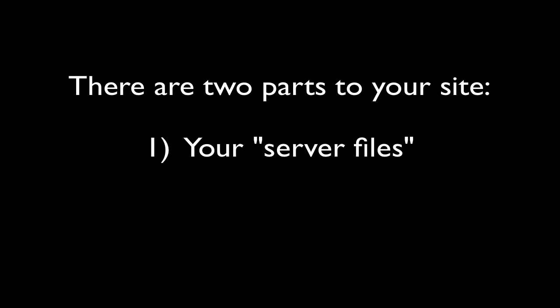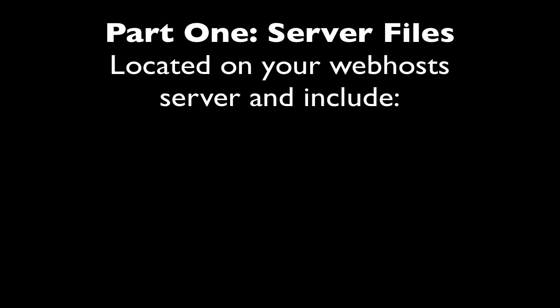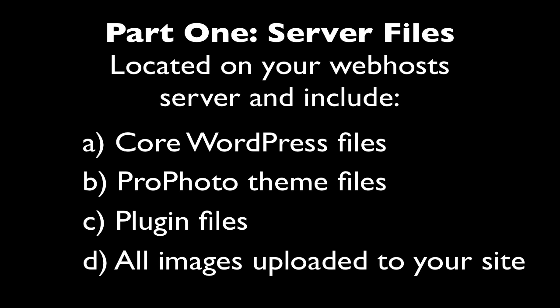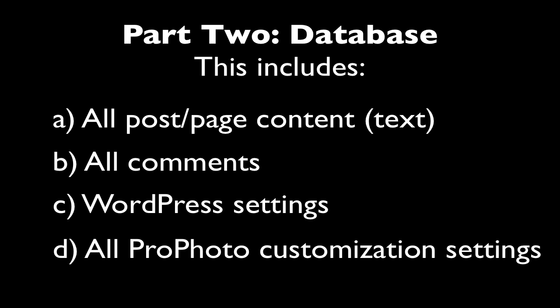Now, before we discuss how to back up your ProPhoto site, it's important to know the parts of your ProPhoto site since each is backed up differently. There are actually two parts to your site. First are your server files, and second is your database. The first piece, your server files, are located directly on your web host server and include all of the core WordPress files and ProPhoto theme files, any plugin files you may be running, as well as all images that you've uploaded to your ProPhoto site. The other piece of your site, your database, is where all of your posts, pages, comments, WordPress settings, and ProPhoto customization settings get stored.